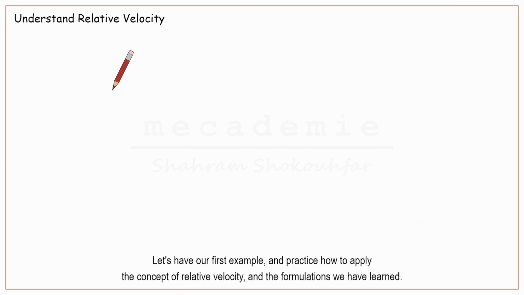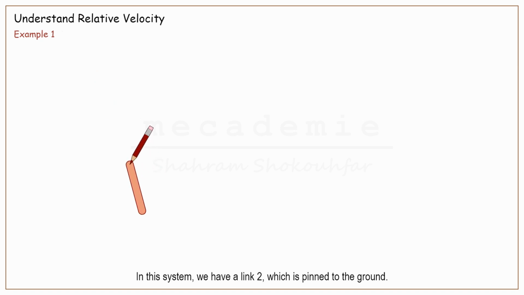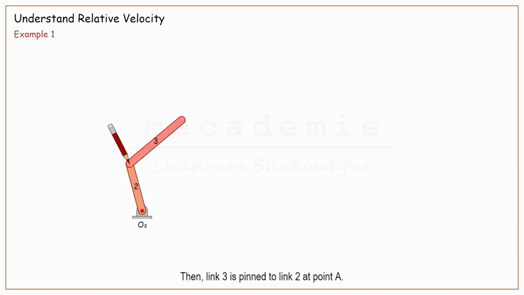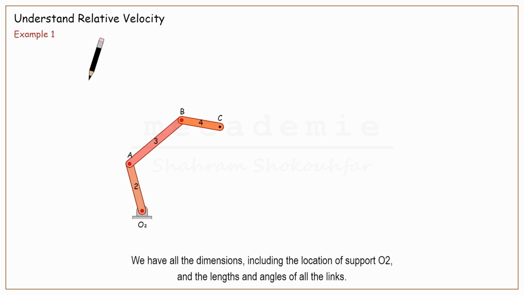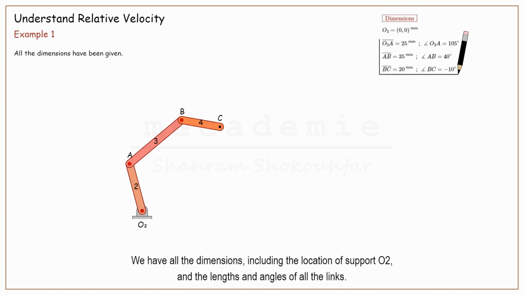Let's have our first example and practice how to apply the concept of relative velocity and the formulations we have learned. In this system, we have a link 2, which is pinned to the ground. Then link 3 is pinned to link 2 at point A. Finally, link 4 is connected to link 3 at pin B. And point C is located at the other end of link 4. We have all the dimensions, including the location of support O2 and the lengths and angles of all the links.